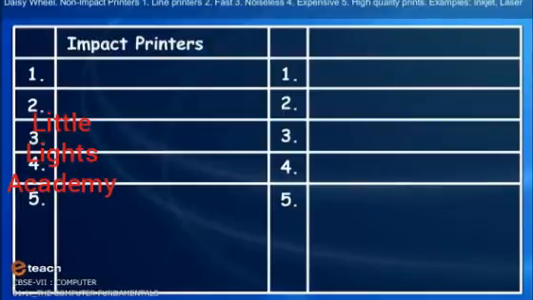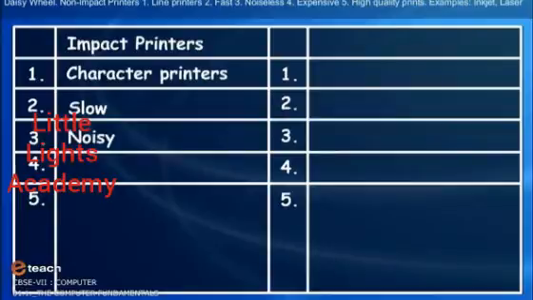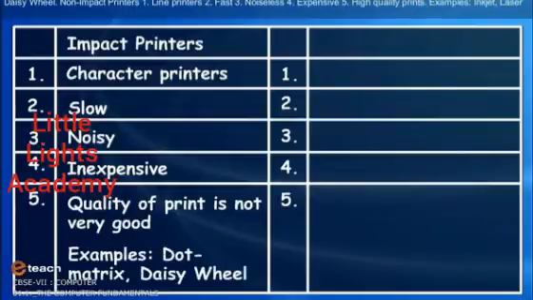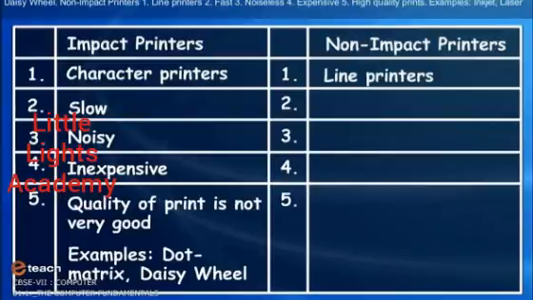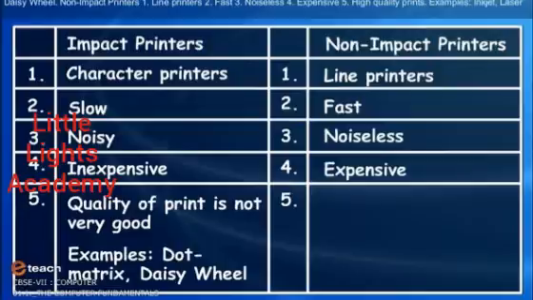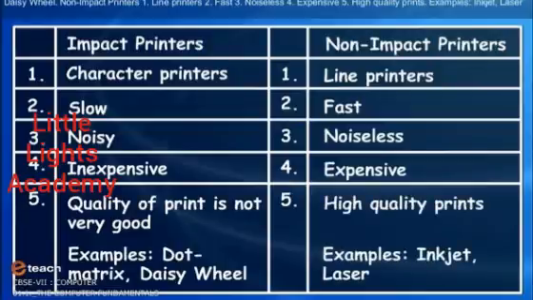Impact printers are character printers. They are slow, noisy, inexpensive. Quality of print is not very good. And the examples of impact printers are dot matrix, daisy wheel. Now we'll see non-impact printers. They are line printers, fast, noiseless, expensive, high-quality prints, and the examples of non-impact printers are inkjet and laser.